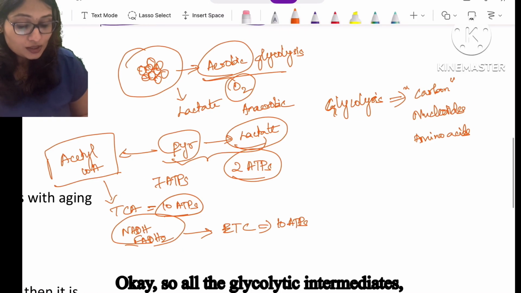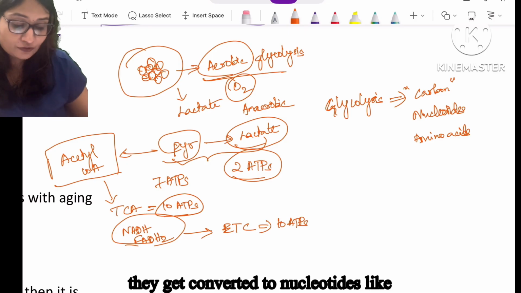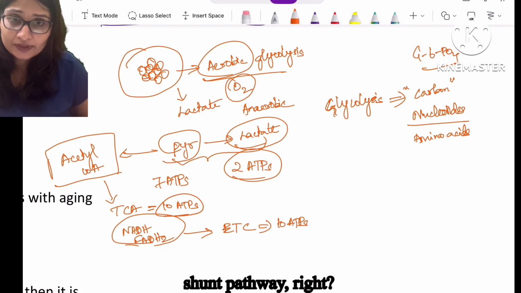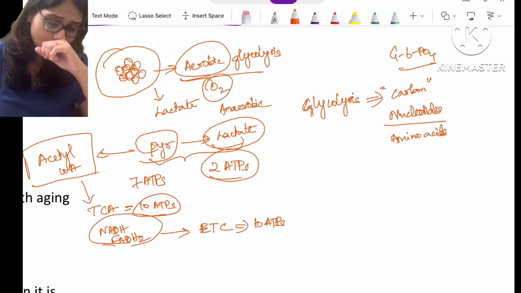So all the glycolytic intermediates get converted to nucleotides. Like glucose 6 phosphate can enter into your HMP shunt pathway, right? So from the HMP shunt pathway we can get purines.